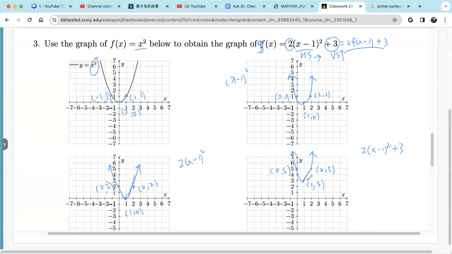If you have trouble with this, you can always go back to the table of values. You assign x some values, then you evaluate x minus 1 squared, then you evaluate 2 times x minus 1 squared, then you evaluate this one. Okay, you can graph that way. That will take a little bit longer.